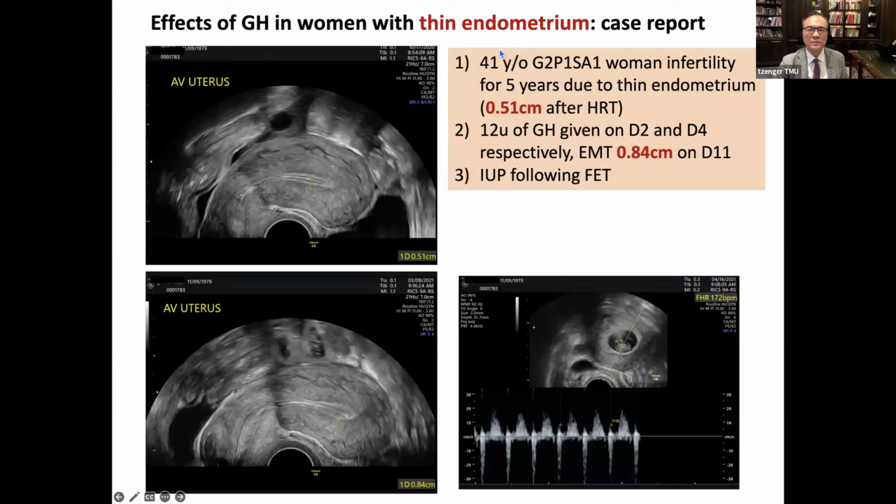And this is a case report from my side. This is a 41-year-old lady with infertility for 5 years due to thin endometrium, 0.1, 0.5 after HRT. You can see here it is very thin, 0.1 centimeter. I gave the patient 12 IU of growth hormone on day 2 and day 4, respectively. The patient had only 2 shots, altogether 24 IU, and the endometrial thickness increased to 0.8 centimeter on day 11. You can see here 0.87 on day 11. She became pregnant after frozen embryo transfer. So this is a very interesting, unique case for patients with thin endometrium.